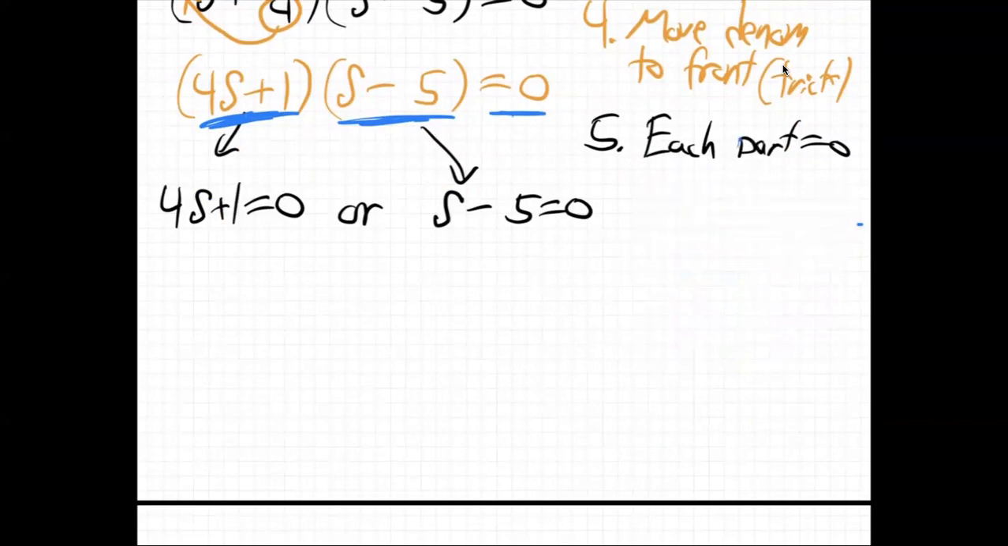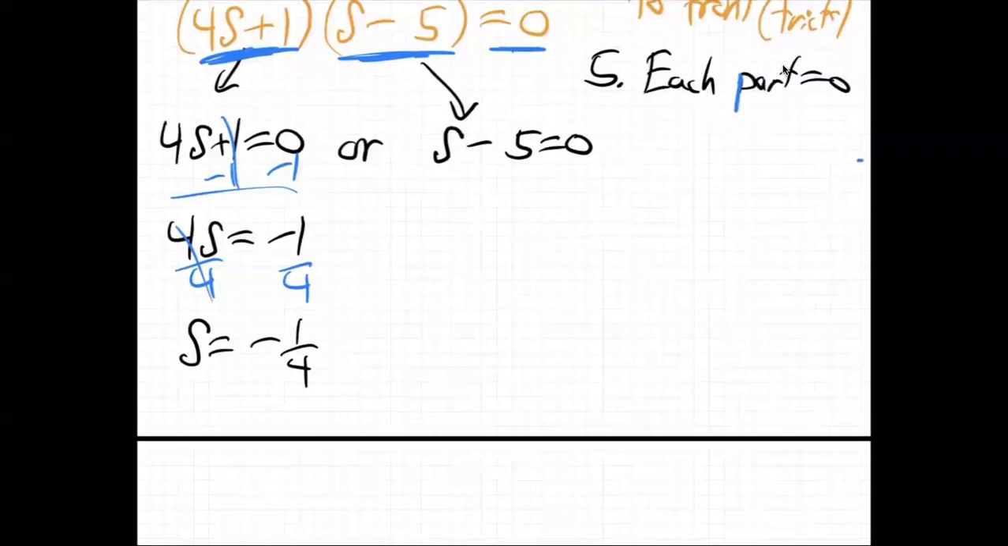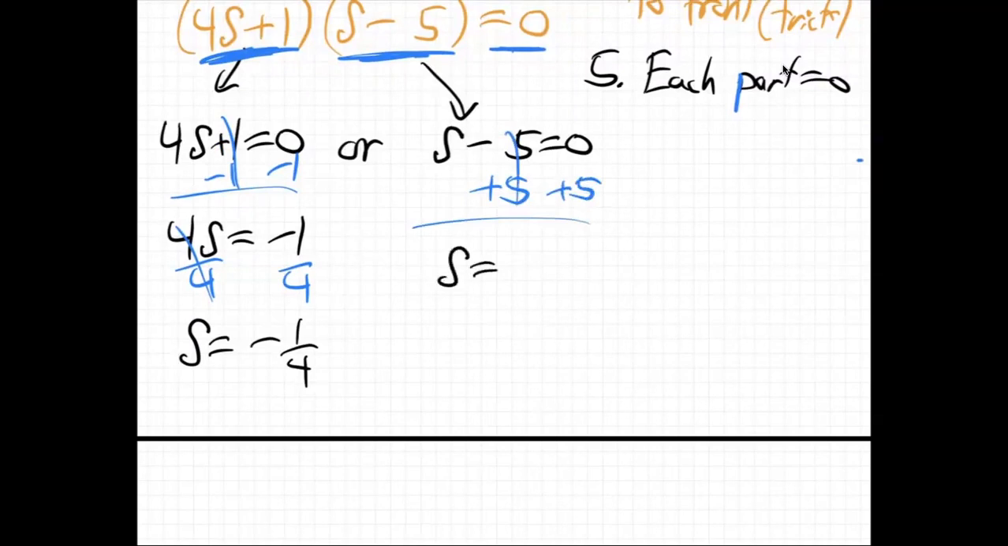I'm just going to erase that. There we go. Now finish this up. So -1 for both those. Boom. So 4s equals -1. Divide by 4. Boom. S equals -1/4. And then over here, let's add 5 to both sides. Boom. S equals 5. So now we've got S alone.